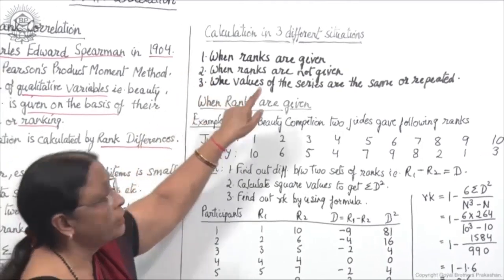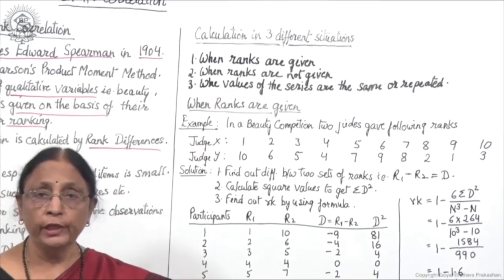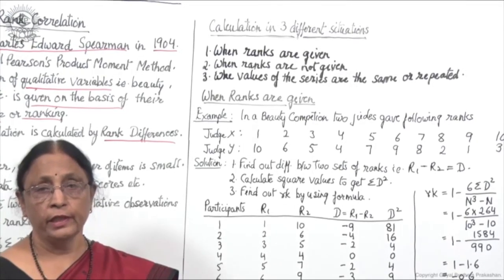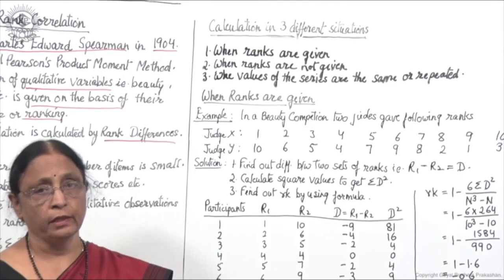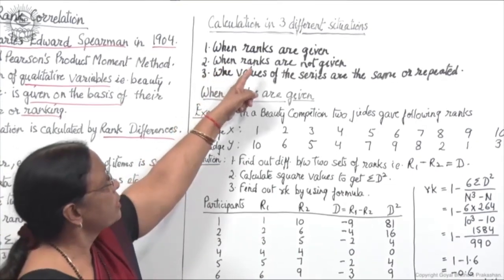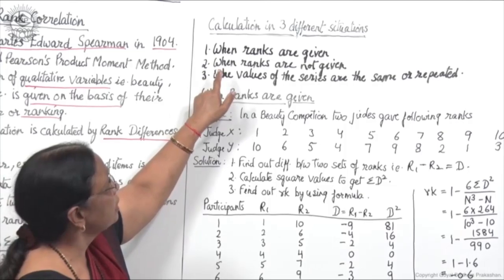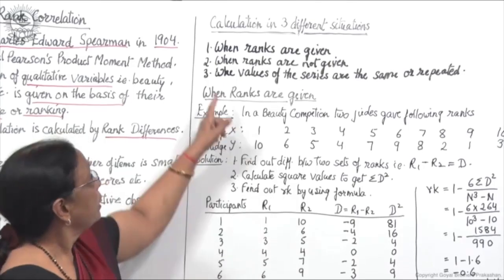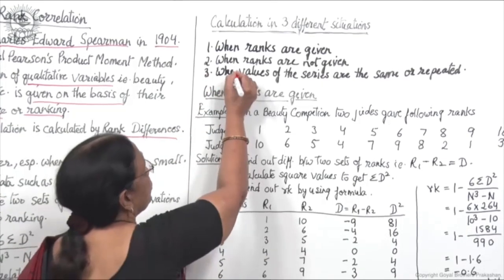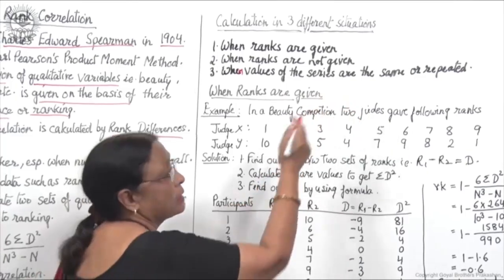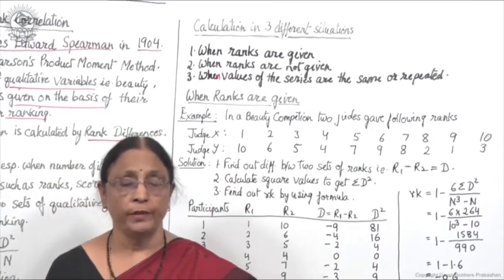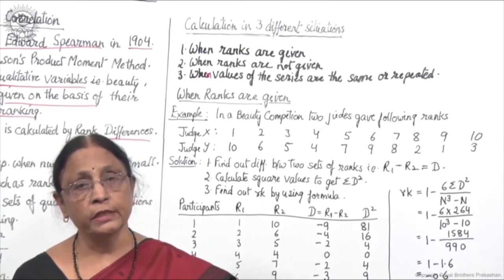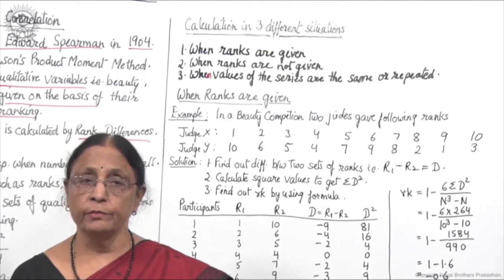Second is when ranks are not given to participants, only the marks or the score are given. Then in that case we have to allot the rank. So one situation is ranks are given, another situation is when ranks are not given, right? Third is when values of the series are the same. Suppose the scores are given and maybe by chance two persons are given the same score by the same judge.